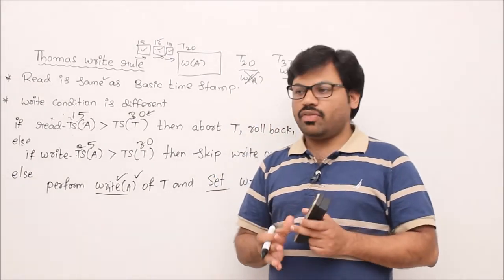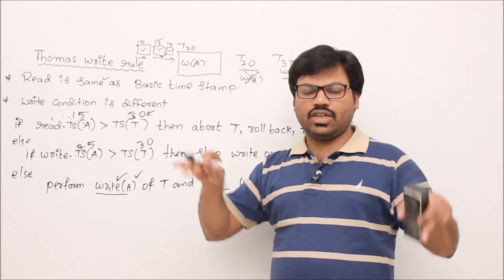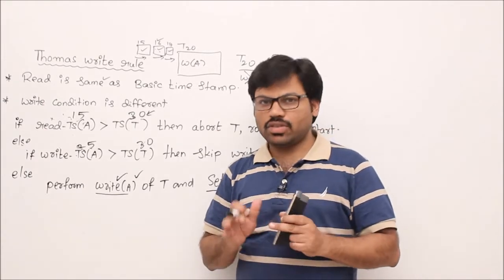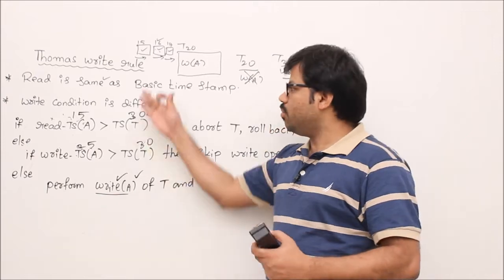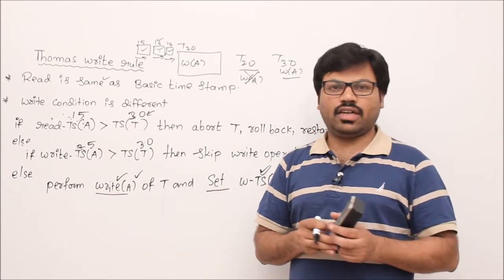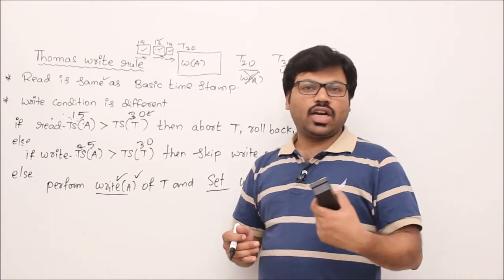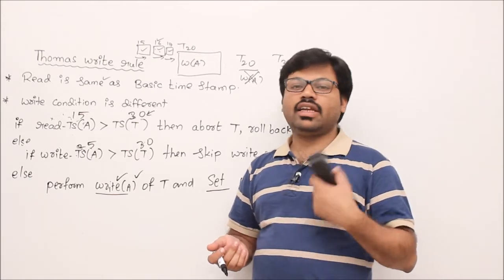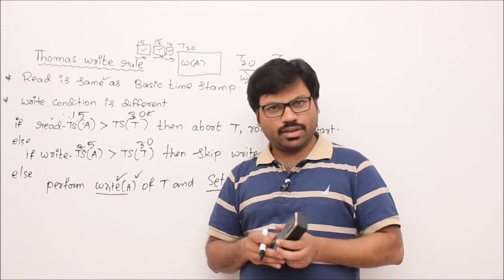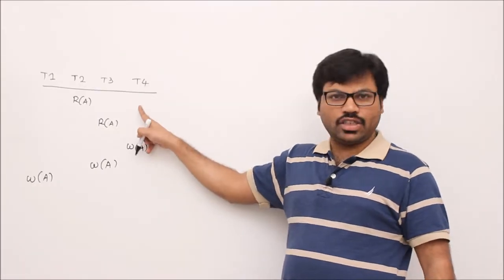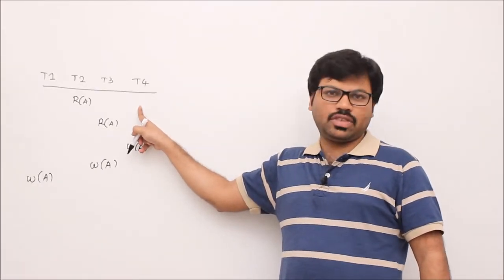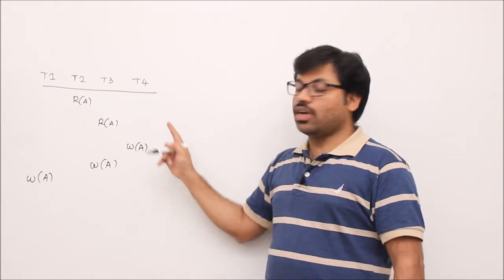In the exam, if they give a question and a schedule, and they ask whether it is allowed under the Thomas Write rule or not, then simply apply these conditions. Understand? Now I will give you an example and we'll check whether the schedule is allowed under basic timestamp and whether it is allowed under the Thomas Write rule. We'll take this schedule and execute it under the Thomas Write rule and the basic timestamp algorithm, and check whether it is allowed or not.